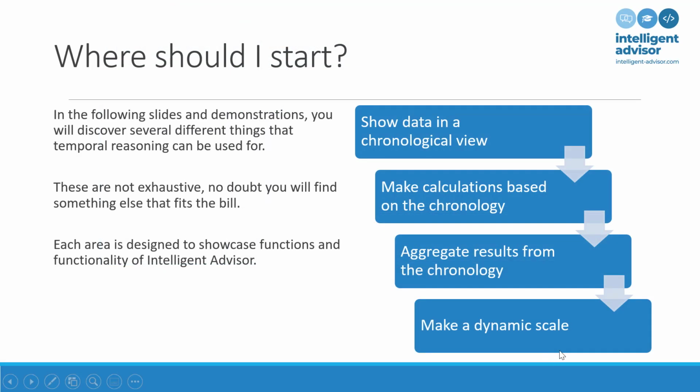So where should I start? This slide was really just to give you some idea of where we're going next. We're going to talk about getting data in a chronological view. Essentially implementing in a more robust or a more professional way what you've just seen, how you can make calculations based on the chronology, how you can aggregate results on the chronology, and how you can make a dynamic scale or a sliding calendar. These are all examples of using temporal reasoning. They're by no means exhaustive. They're just there to help you get started.